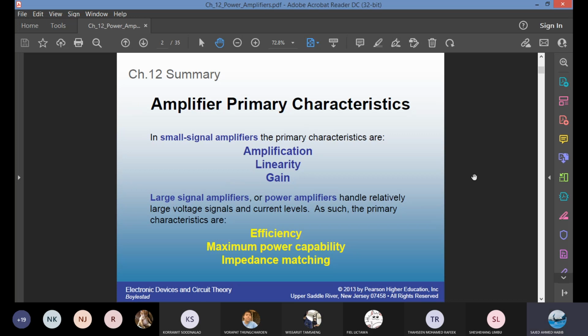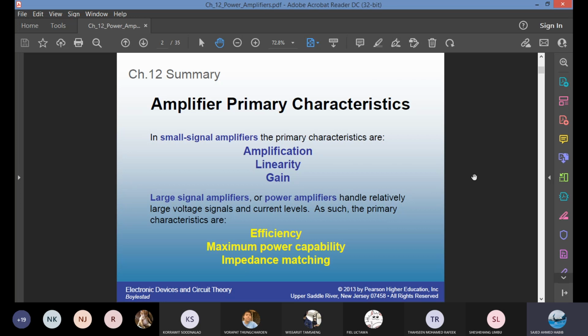You have learned about some amplifiers earlier in the course, namely bipolar junction transistor and JFET. Those amplifiers, we consider them small signal amplifiers. The main areas of concern are amplification, linearity of operation, so linear behavior in terms of input and output, and also the gain, how much voltage you can gain or how much current you can gain.